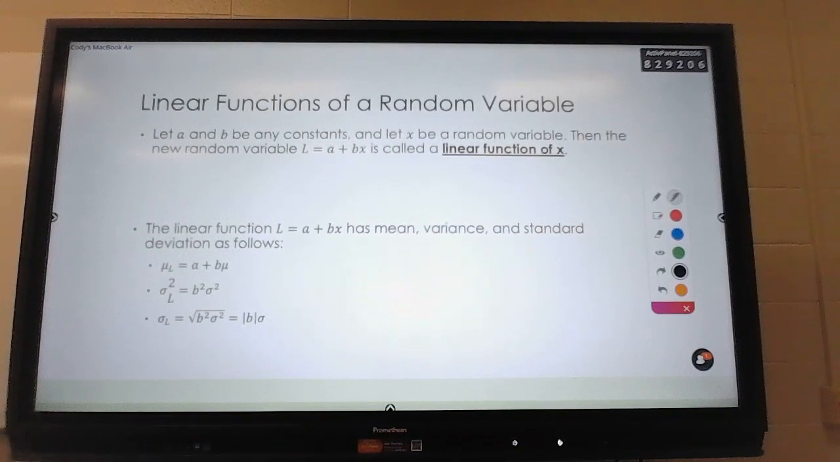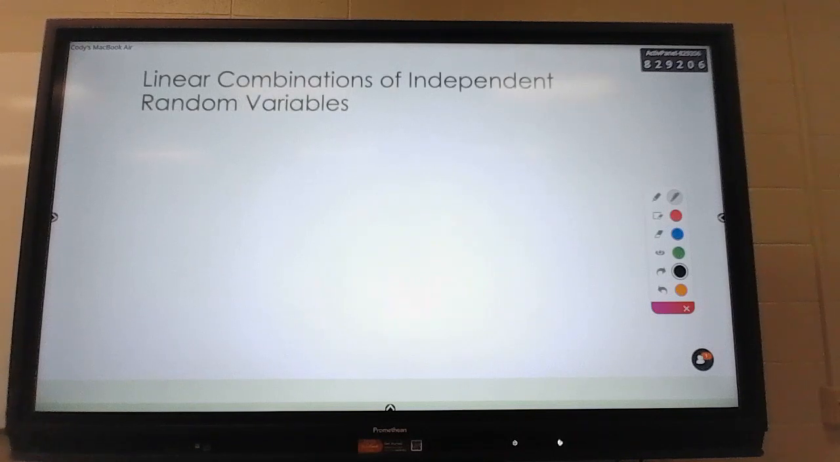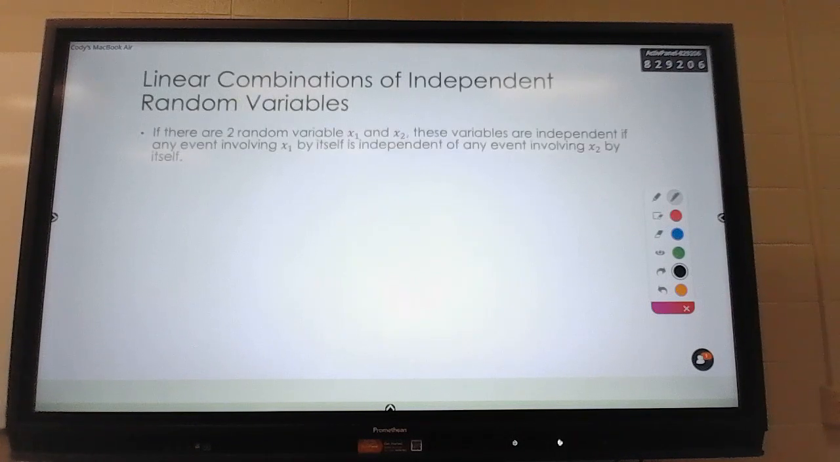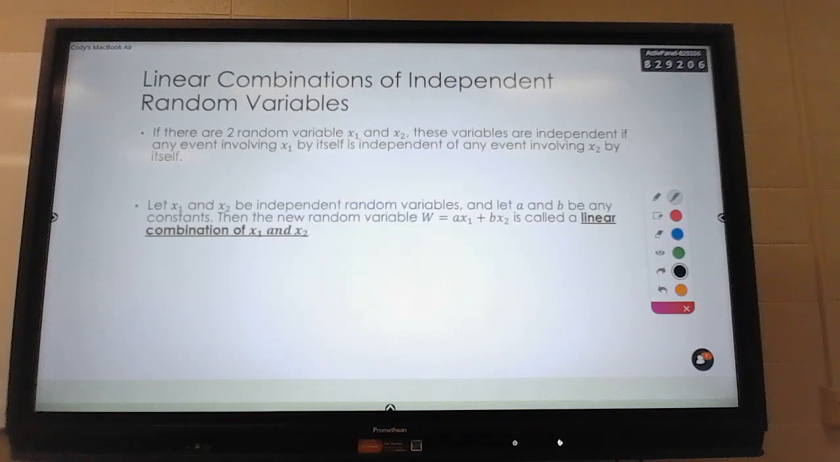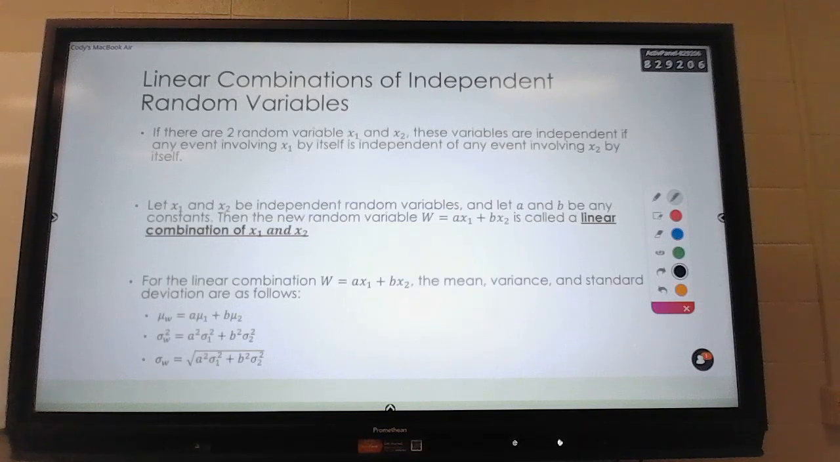What about more than one random variable? Here's where we get into linear combinations. If there are two random variables, let's call them x1 and x2, and let's say these variables are independent. They're both independent events. Then you have a new random variable called W, where if I take A and B as constants, any constants, A times x1 plus B times x2, that is called a linear combination of x1 and x2. And of course, it's also got mean, variance, standard deviation.